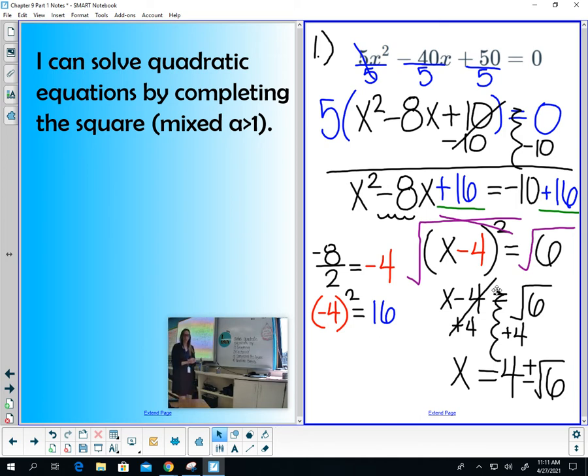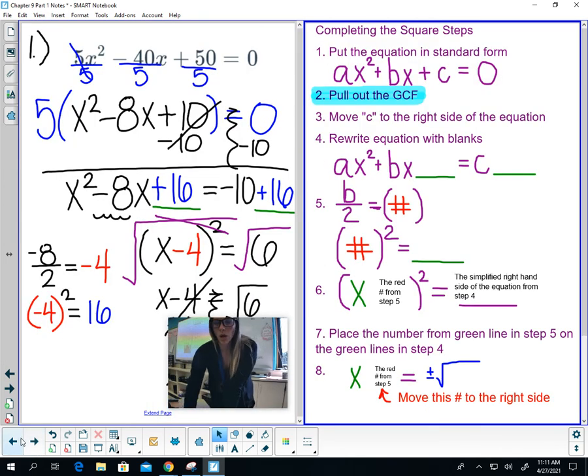Okay, so again, the only new piece was that greatest common factor. Just simply identifying, can I divide a number out to make life a little bit easier, to shorten up those problems. So you guys are going to take a minute. You are going to rewrite your steps for completing a square, because I am adding step 2 right here. Okay, pull out the GCF, that greatest common factor. So go ahead, pause this video, copy those steps down, and then we'll move on to the next example. Be sure to copy these down. You are getting points for your notes today.